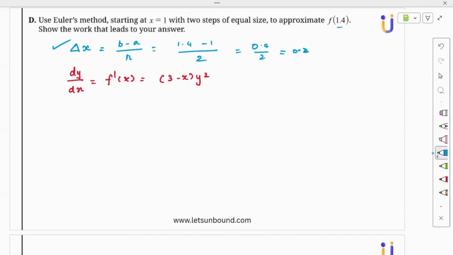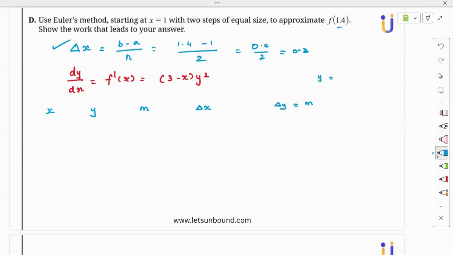Now we are going to make Euler's table. x, y, x and y we know. m is a slope. How will I find it? Every time these will change. I will tell you how to find m. Then del x, we already found it. Then the new y or change in y.